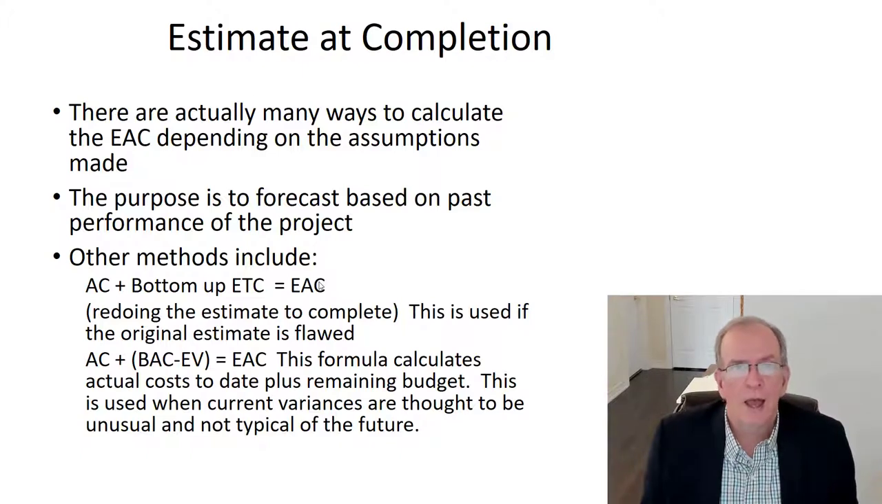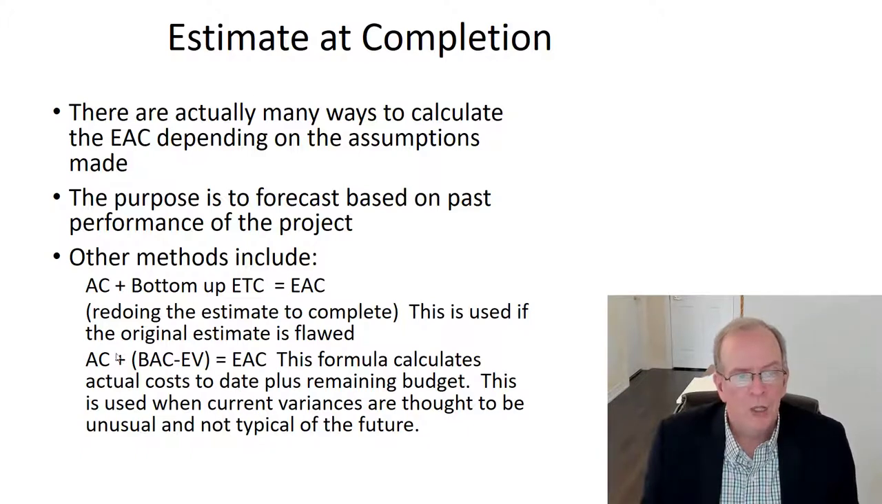And as long as you don't have the planning fallacy going on, which would be Daniel Kahneman's Thinking, Fast and Slow, when you're developing this bottom up estimate to complete, if you're not being overly optimistic and you're being realistic with your new knowledge up to the status date, this will give you a very good estimate at completion. It could actually give you a better value than the original estimate if it was flawed. If the original estimate's good, you're really just checking it over again.